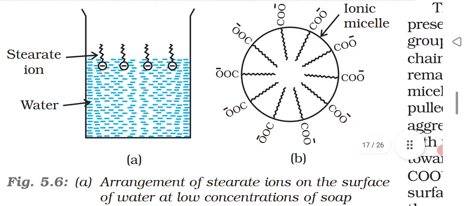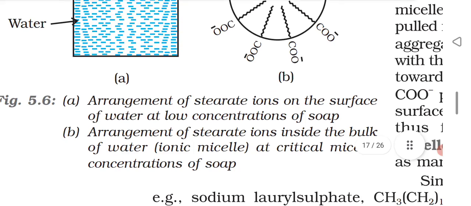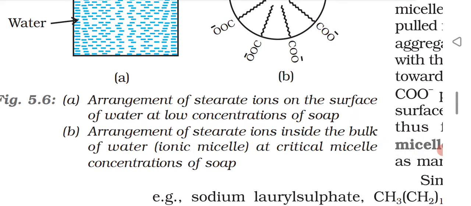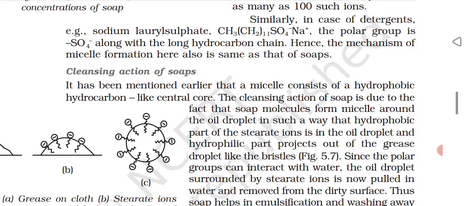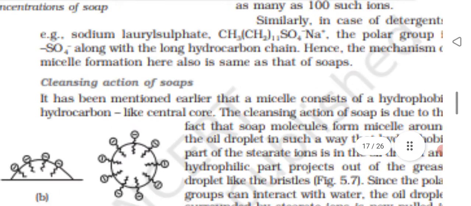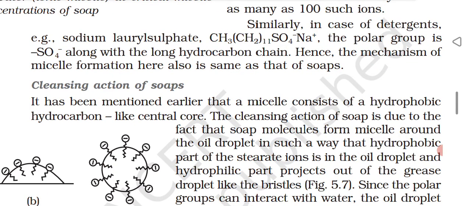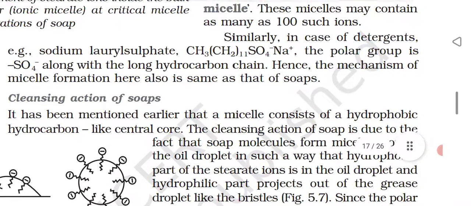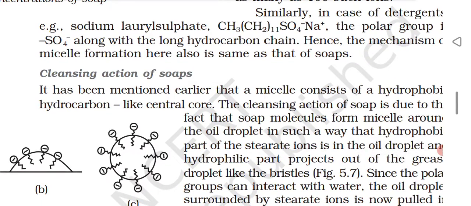You can see here, the first one is normally putting in water, the second one is at CMC. They are forming micelles, A and B, as mentioned here. Similarly, in the case of detergents, for example sodium lauryl sulfate, CH3(CH2)11SO4 minus Na plus, the polar group is SO4 minus along with the long hydrocarbon chain, and the mechanism of micelle formation here is also the same as that of soaps. Cleansing action of soaps we'll discuss in another video.